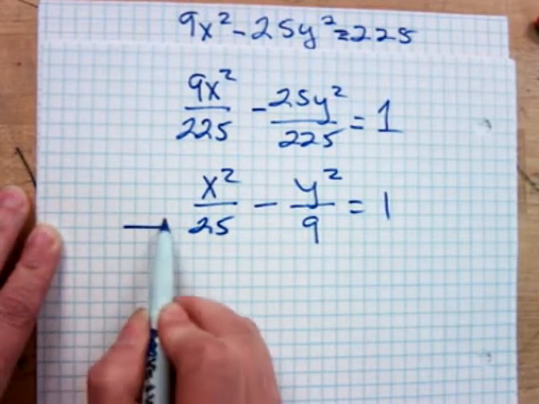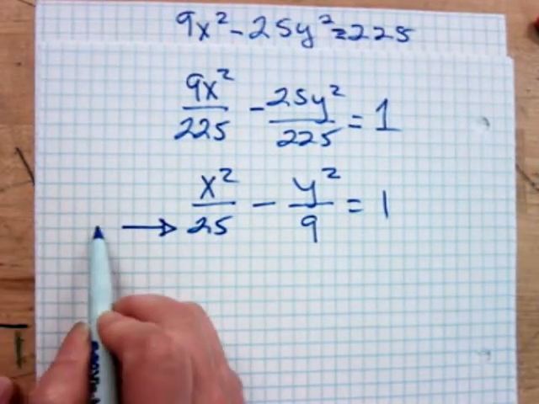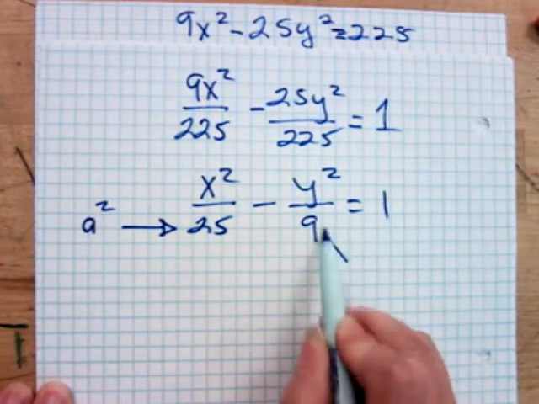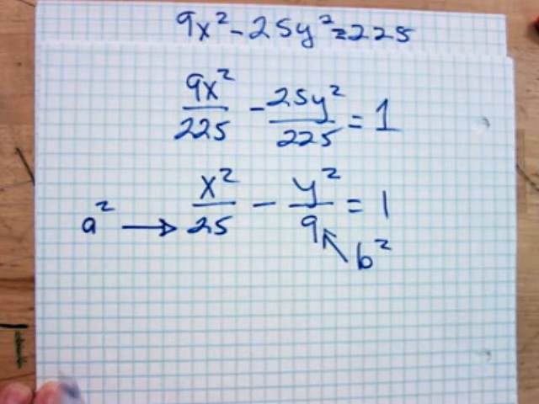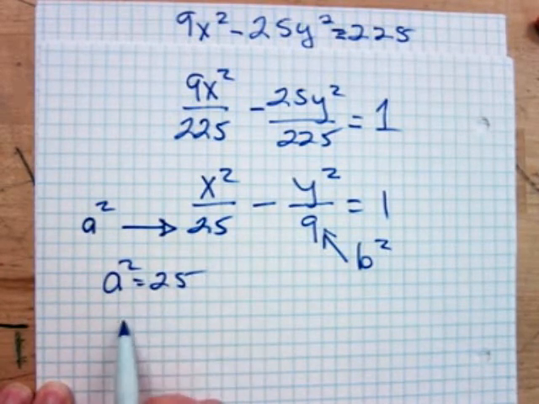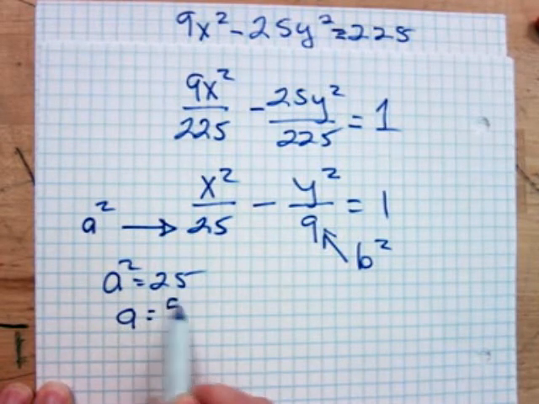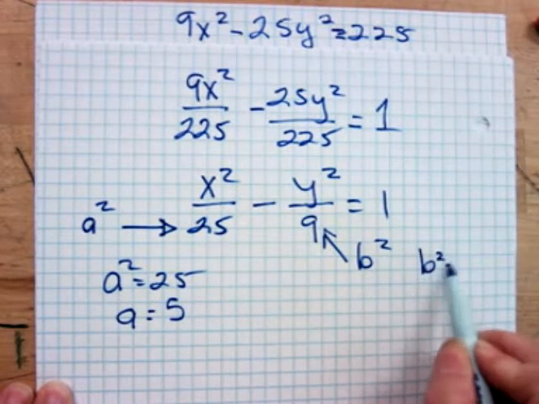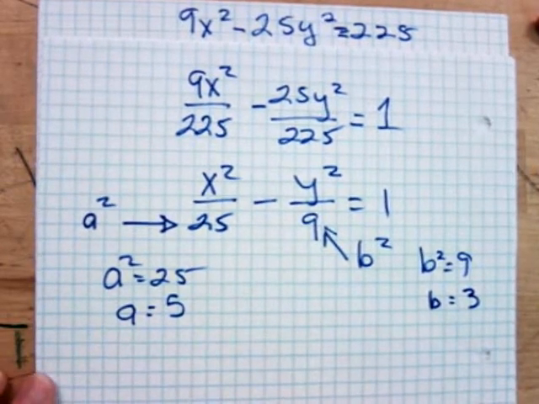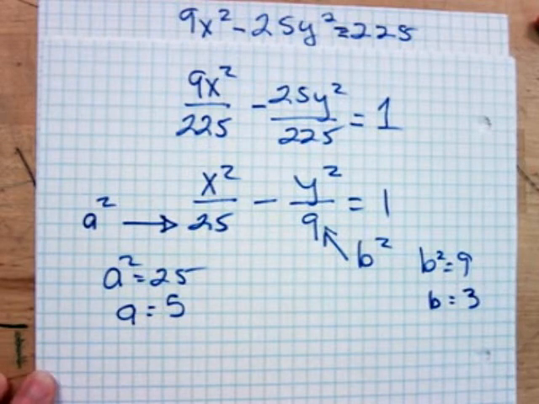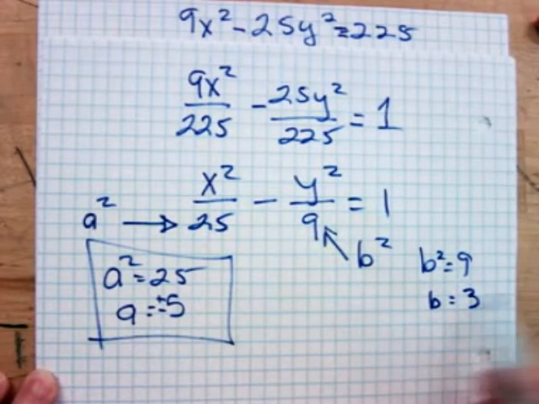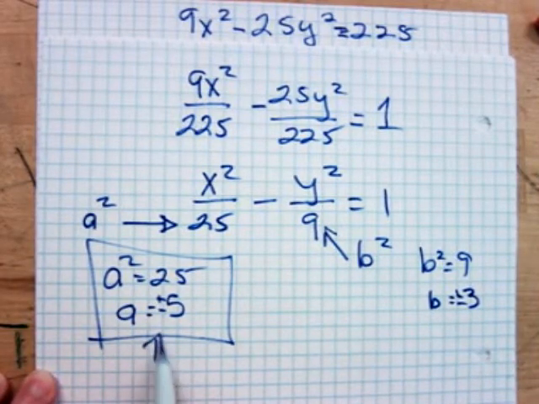So earlier, from our standard format, we know that this is a squared and this is b squared. So if this is a squared, what does a equal? A equals 5. This is b squared. What does b equal? B equals 3. And we're going to need that information to actually draw. So here's our a, and these are the vertices.